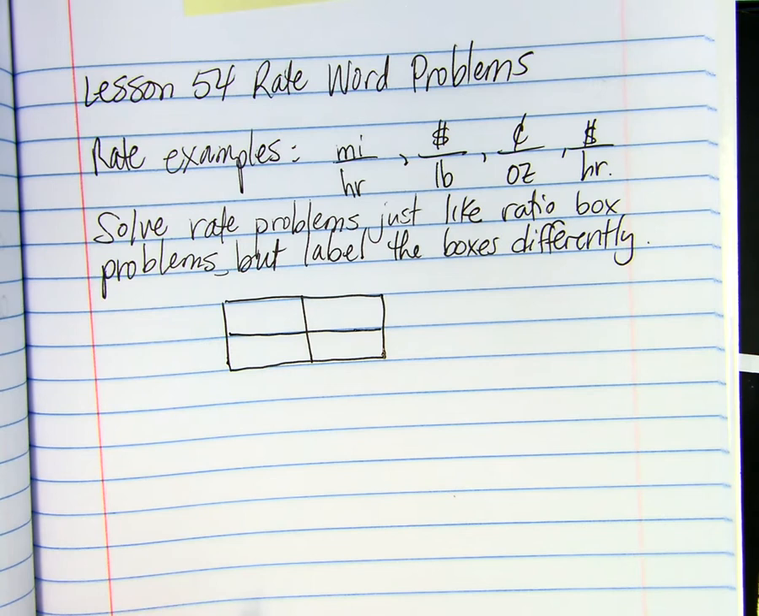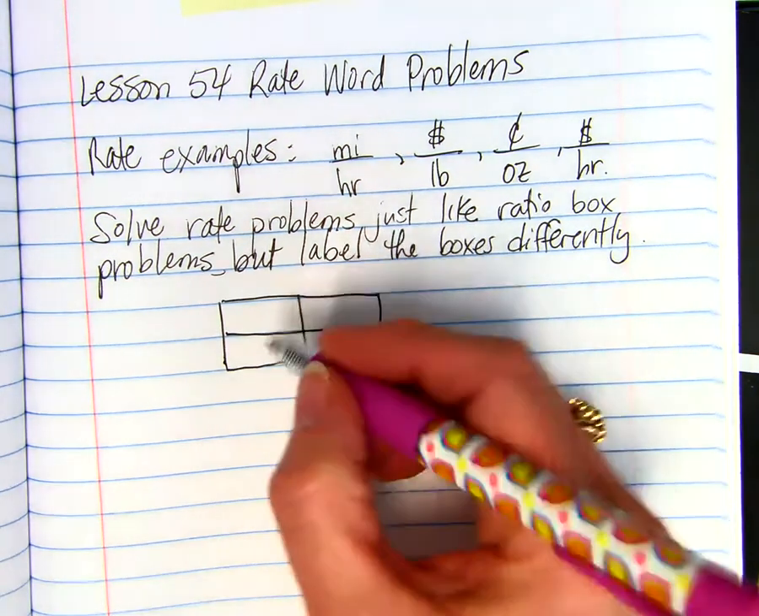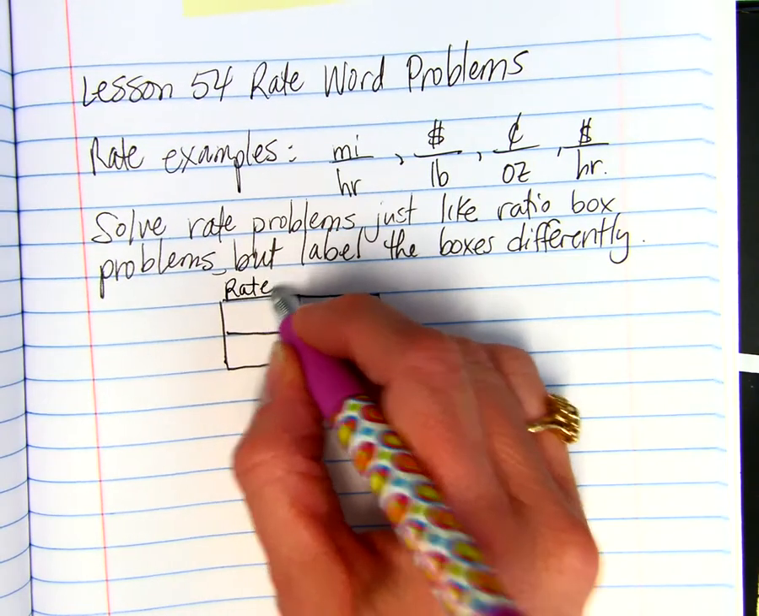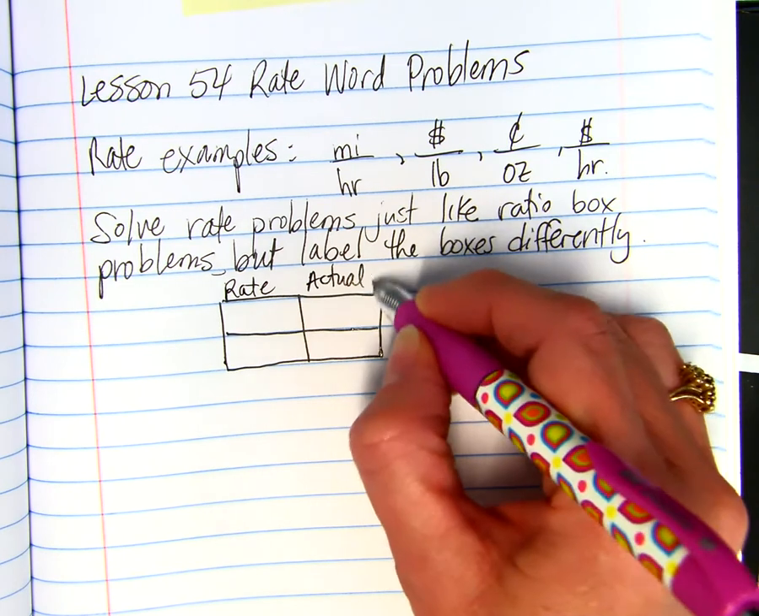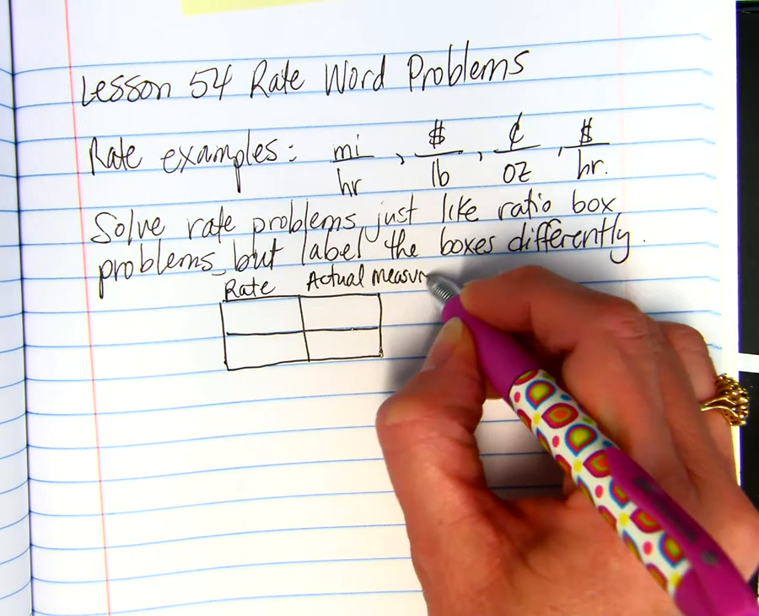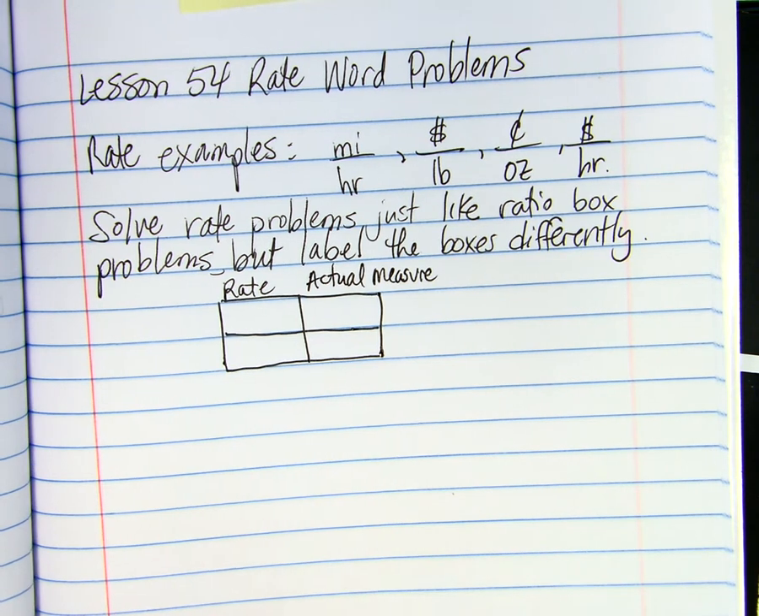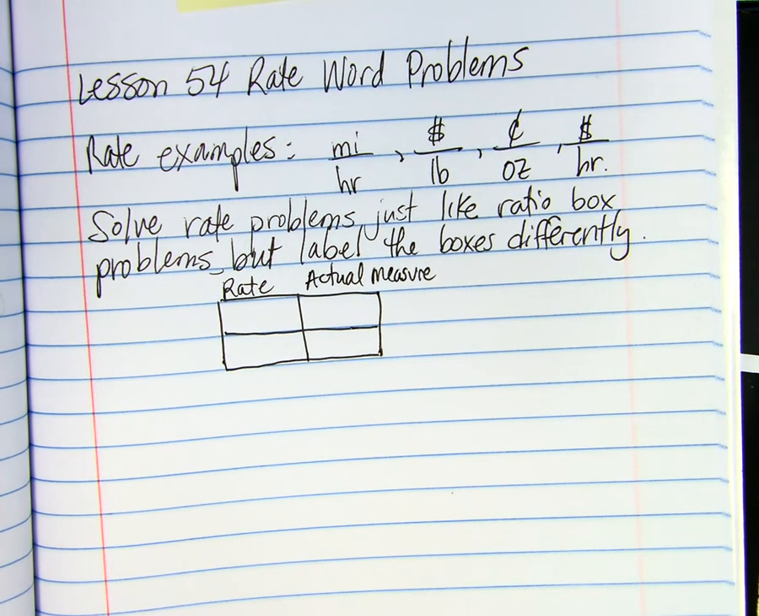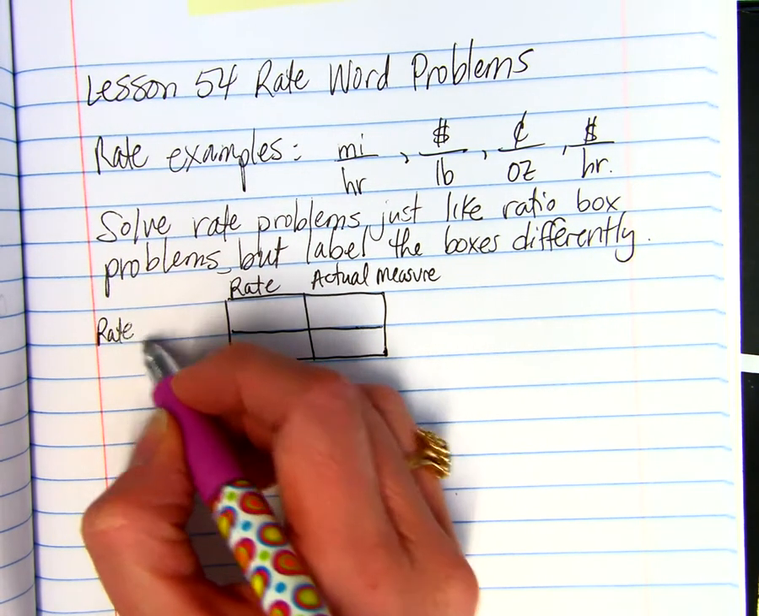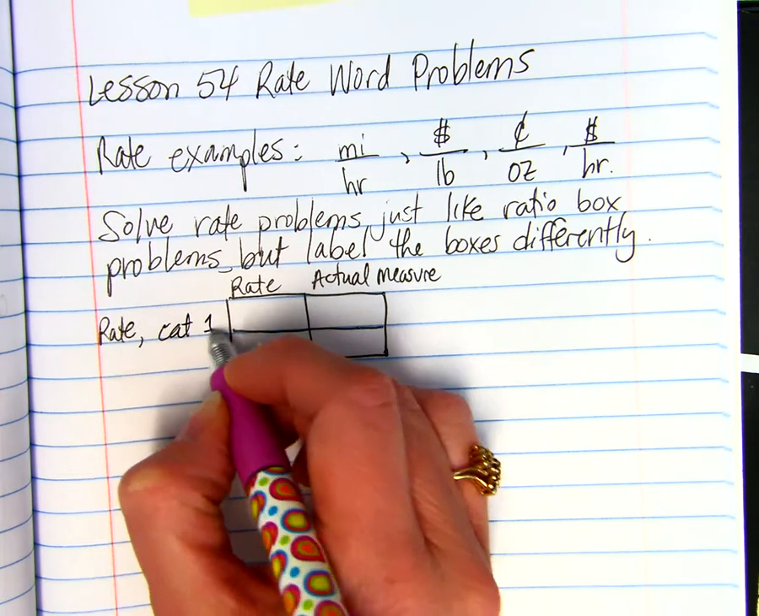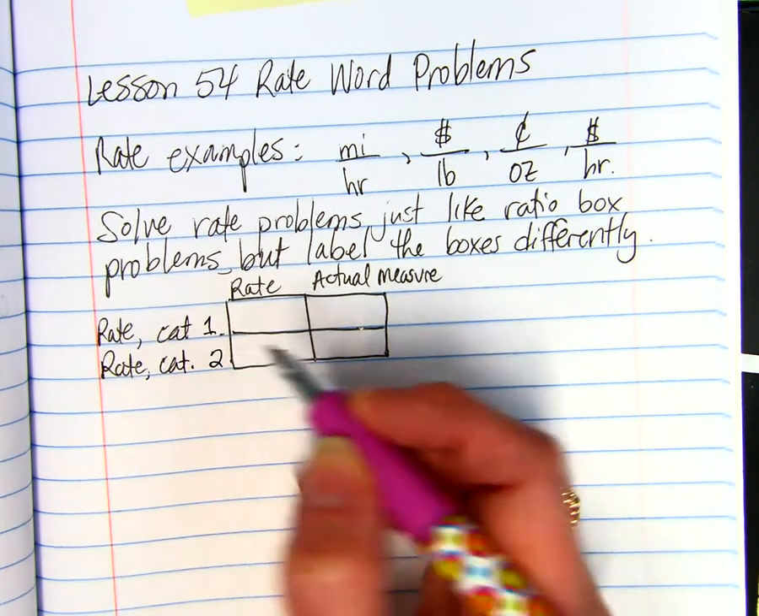It's true. Okay, so you do a box just like the ratio boxes. We put rate on the left column, actual measure. So it's no longer a count, it's a measure. So like miles or hours, dollars, ounces, pounds. Then we title the rate category 1 and the rate category 2.